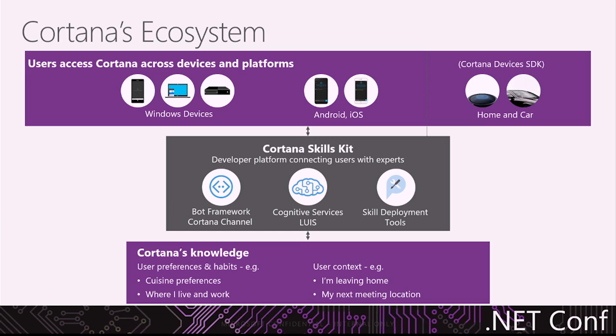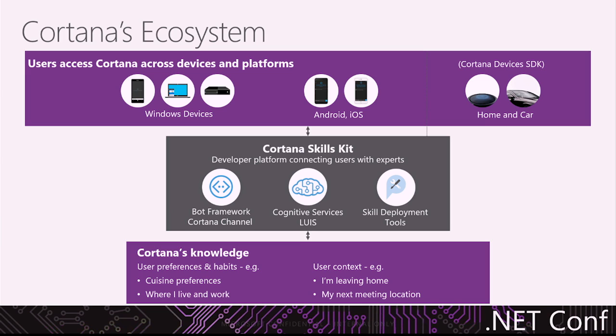When we think about the Skills Kit, we break this down into 3 parts. First is the Bot Framework Cortana channel, which is how you integrate your C# code into the Cortana experience. Second is several of Cortana's native capabilities as well as Microsoft's AI infrastructure. Things like the cognitive services, things like LUIS, items that make it very easy for you to understand the users that you're working with.